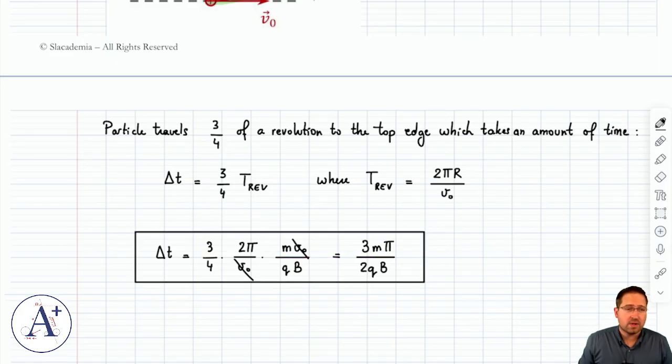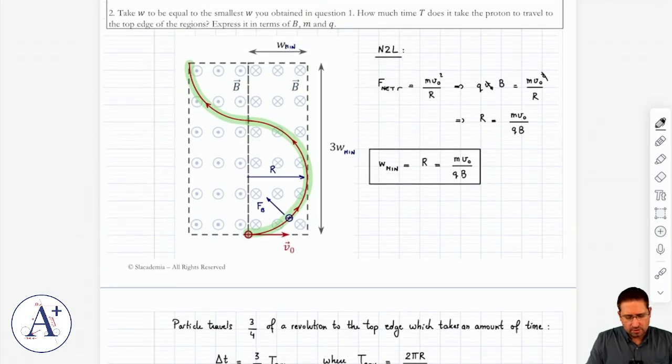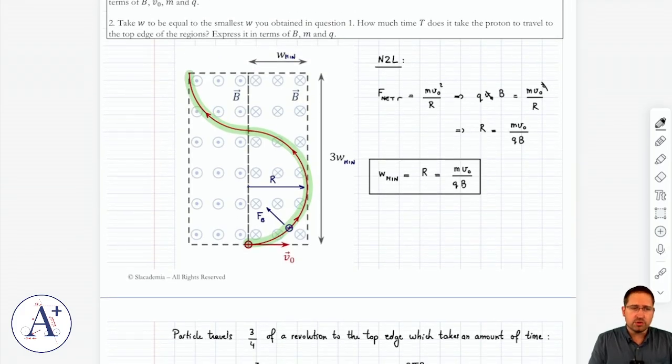All right. So it's a really great problem. I really like it. It's very, very clever. It has all the properties of motion of particles in magnetic fields. You have to understand how this particle is going to move and how it makes its way to the top edge. You have to know how to find the radius. You have to know about the period of revolution. You even have to know that v0, the speed, won't change.